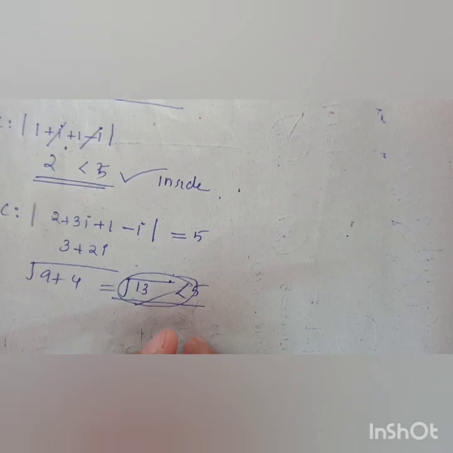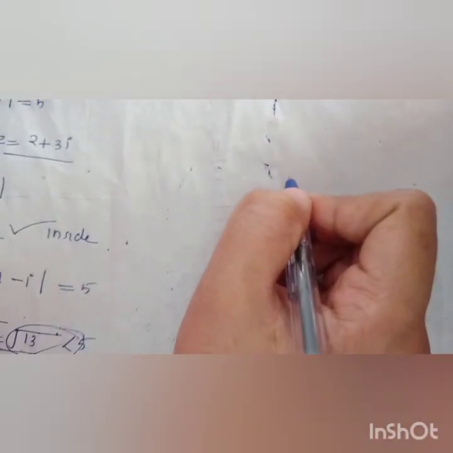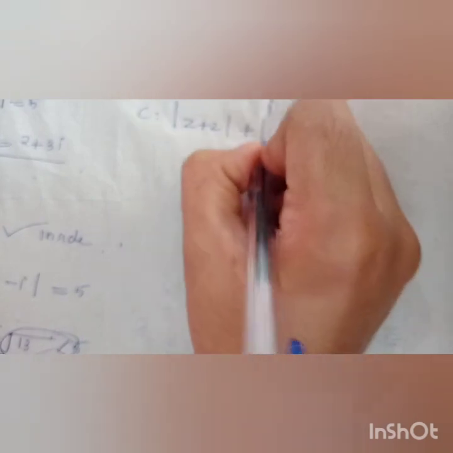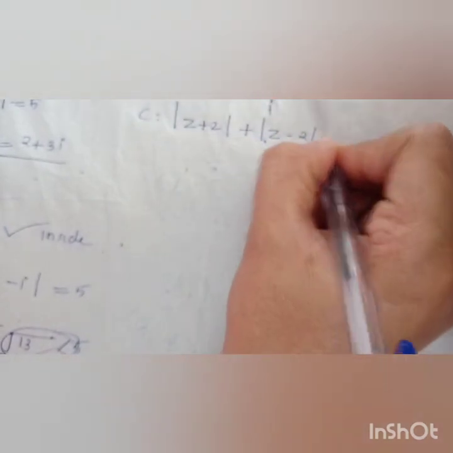Okay. So you may also be given a contour such as C such that |z + 2| + |z - 2| = 5.